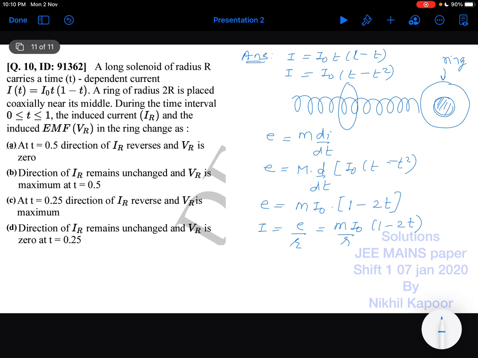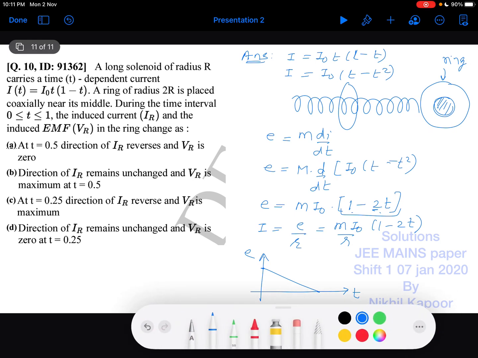Now let's check by option, or we can also draw the graph of E versus t or I versus t. So let's plot the graph. As the expression is 1 minus 2t, if I take t as 0, E would be equal to m into I naught, and as the slope is negative because this is minus 2t, the graph would be like this. Okay, so somewhere here E is getting 0.